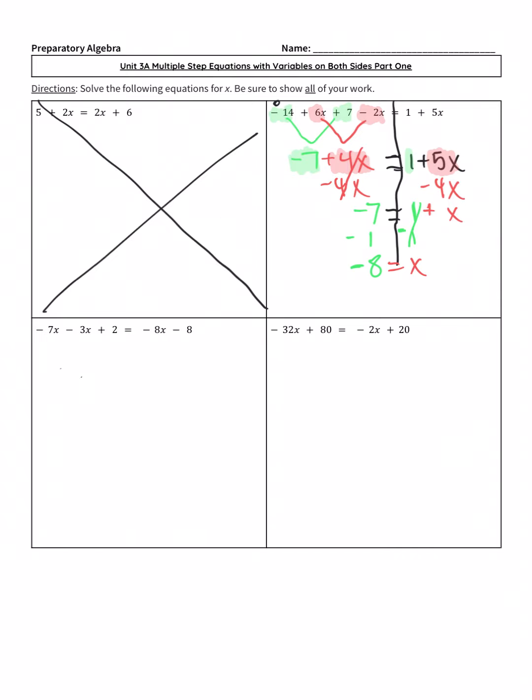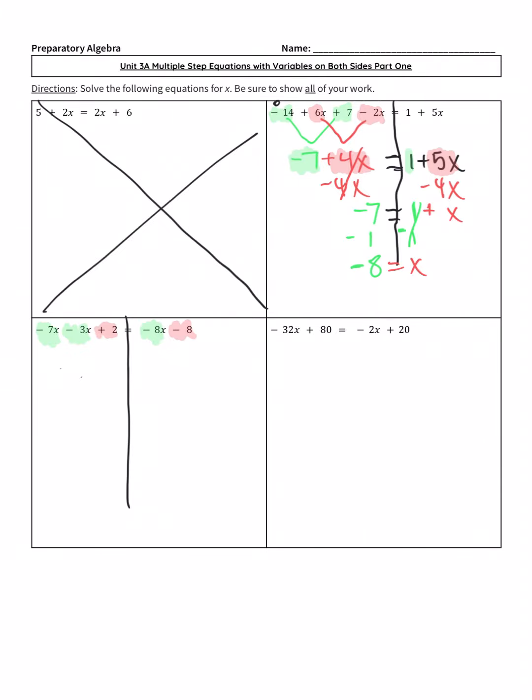Here we go. Step 1, line down the center. Step 2, identify like terms. Negative 7x, negative 3x, negative 8x. Those are all like terms, same variable, same power. And we have a positive 2 and a negative 8. Those are both constants. Now that we've identified all of our like terms, we are first going to combine like terms on each side of the equation.